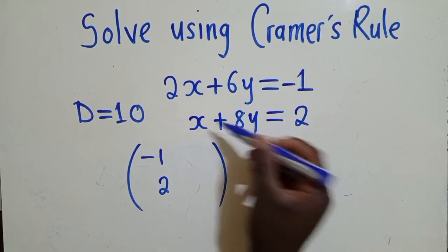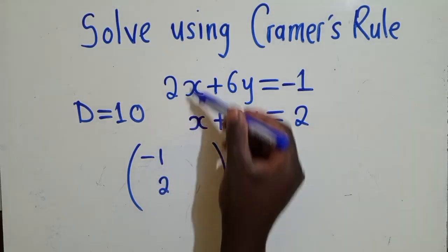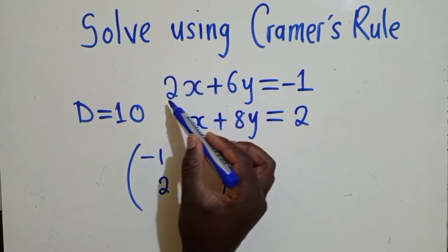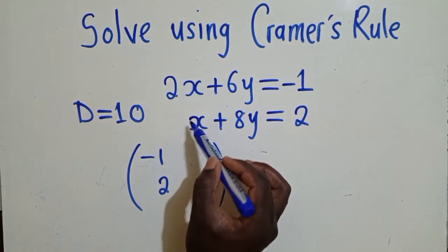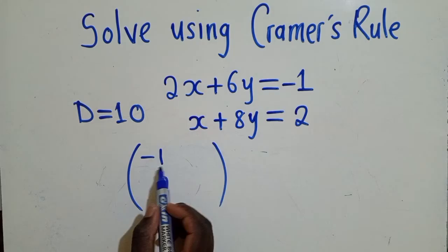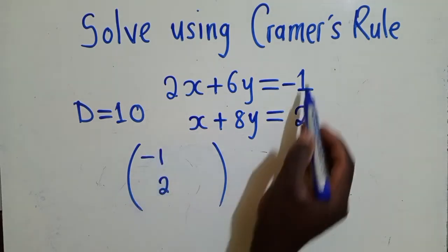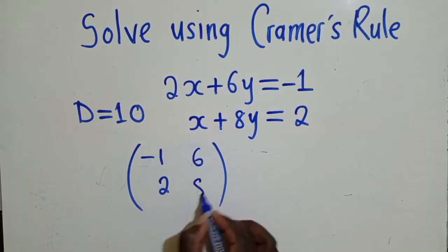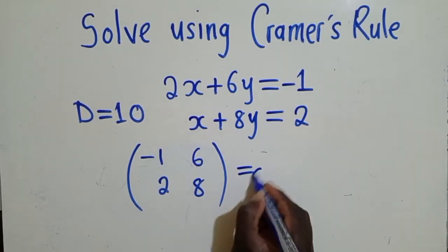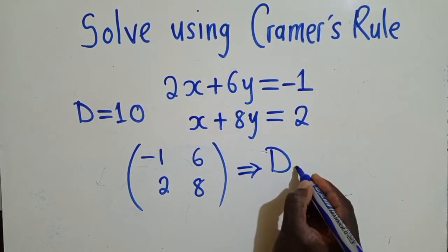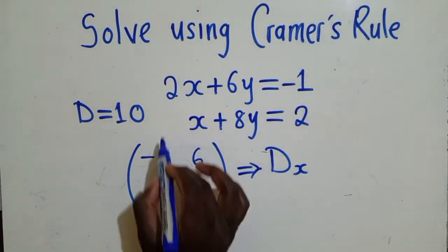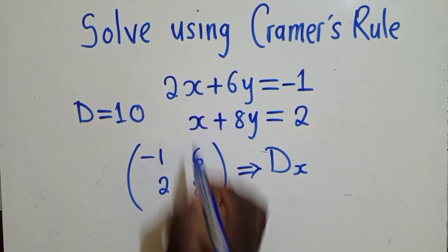The answers go at the position where the x coefficients were, the coefficients that are with the variable x. So it is right here. I'll get these and put them here. Here I'll put what? 6 and 8. I also find the determinant. I'll call this determinant subscript x, because we are trying to find the value of x.